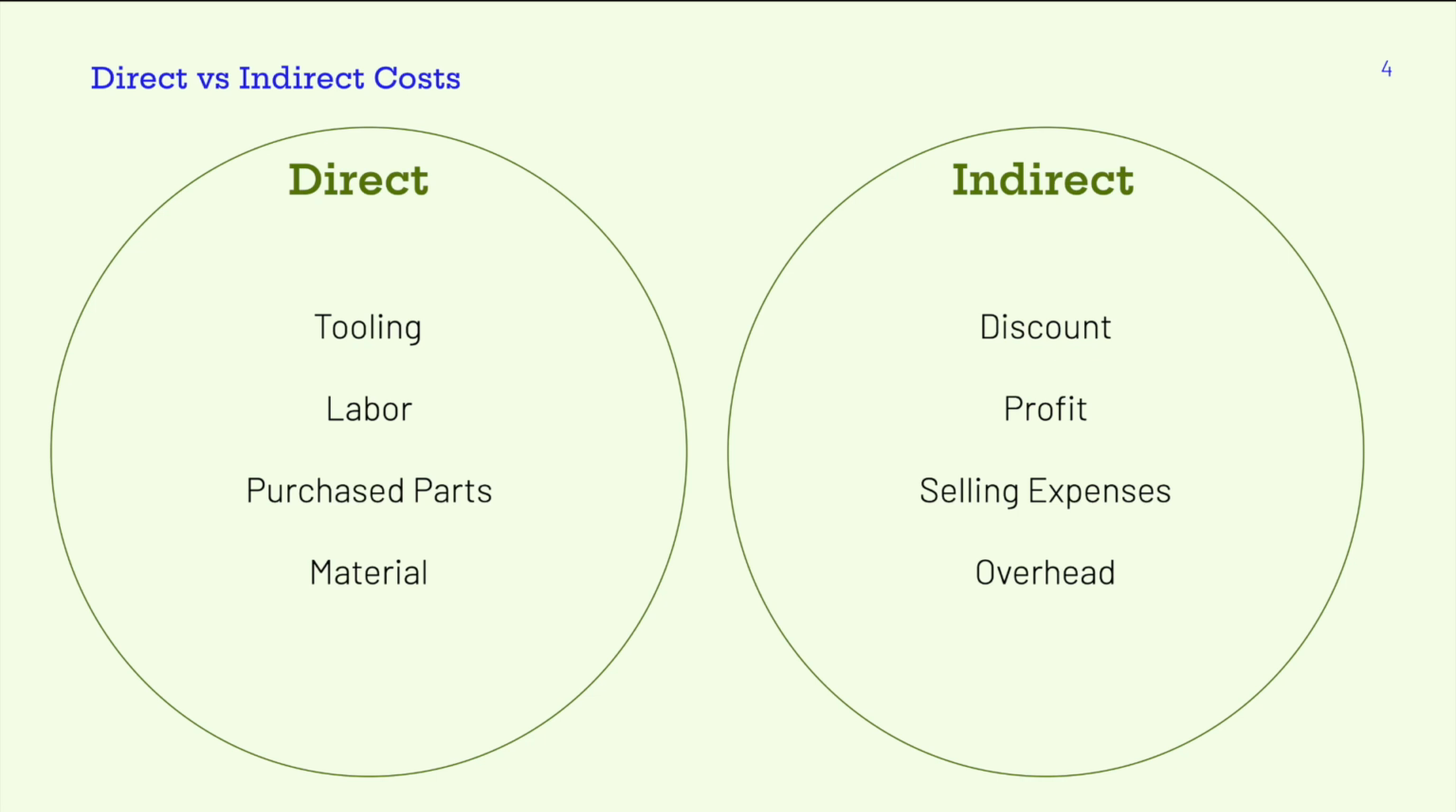Your direct costs are going to be tooling, labor, purchased parts, and the material that you use. And the indirect are going to be the discount, profit, selling expenses, and overhead. And the direct costs are the costs that you have to keep in mind when you're designing a product.